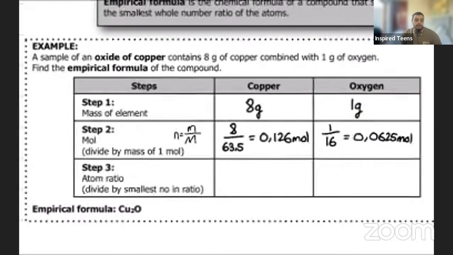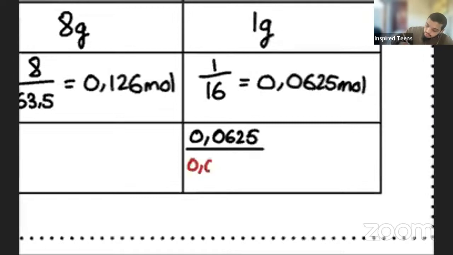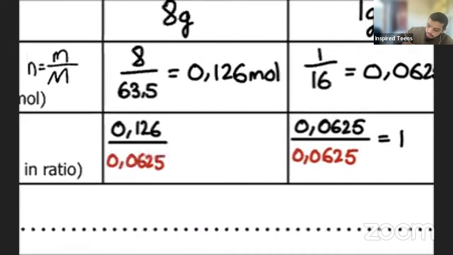Now I divide them both by the smallest. Of course, the second one is the smallest. So here I'm going to say 0.0625 divided by 0.0625. And of course, I'm going to get an answer of 1. Here I say 0.126 divided by 0.0625, and let's do this in our calculator.